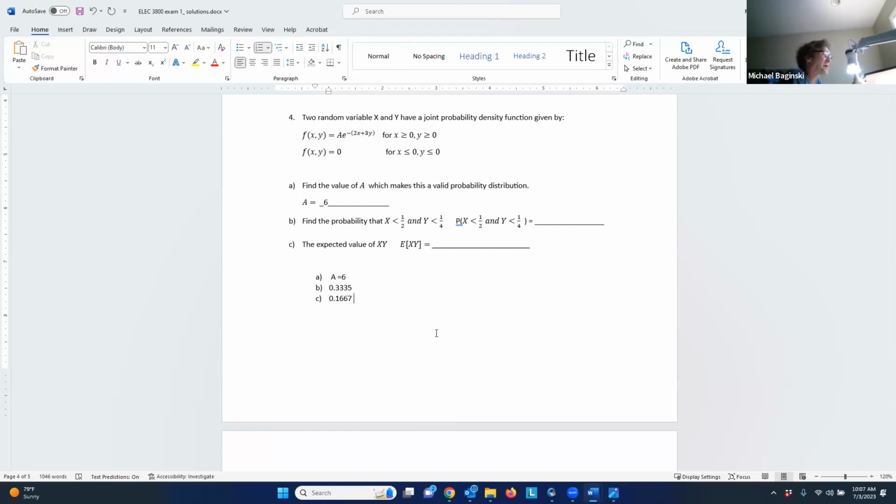I did not try to make this a difficult test. It's just making sure people know how to do the problems that we talked about, especially the ones that were in prior quizzes and stuff.